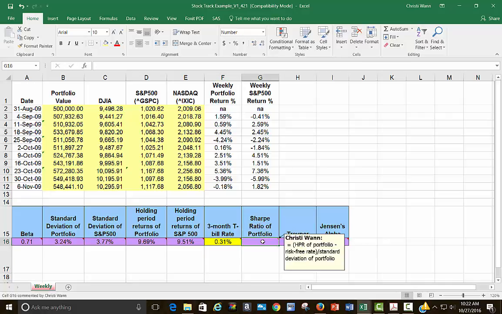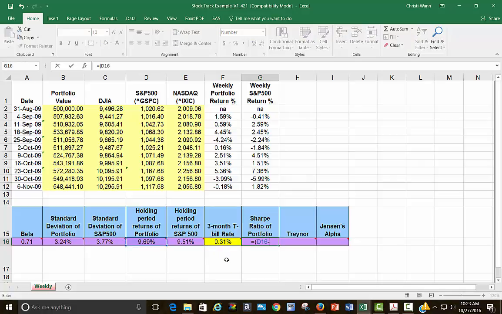Now the Sharpe ratio, you can see I put a formula here. It's the holding period return of the portfolio minus the risk-free rate, which we've done before, divided by the standard deviation of the portfolio. So the holding period return of the portfolio was this, minus the risk-free rate, 0.31, and divide it by the standard deviation of the portfolio, which is over here. So I get my Sharpe ratio.